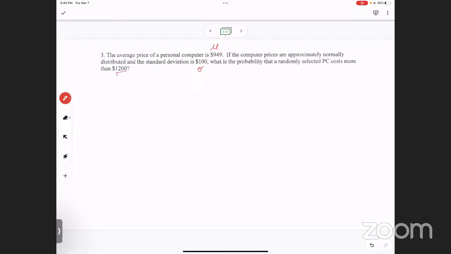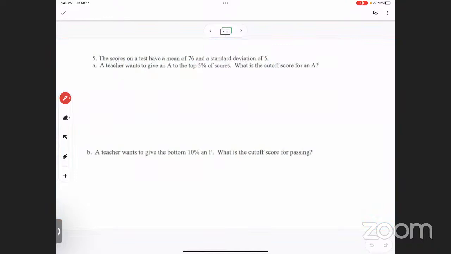So this is your X. So do 1,200 minus 949 divided by 100. That's going to be your z-score, and then plug it into your normal CDF, whatever that z-score is, to, it says more than that, so to infinity, 0, 1. And again, instead of infinity, if you want to just plug in a large number, that works too. Okay. And then this is probably the same kind of thing, right?